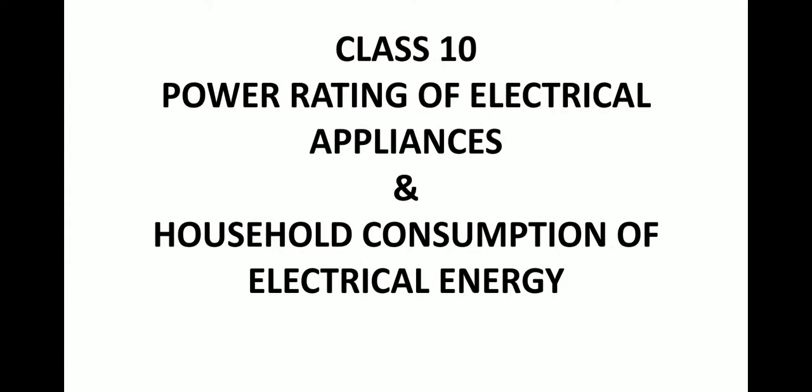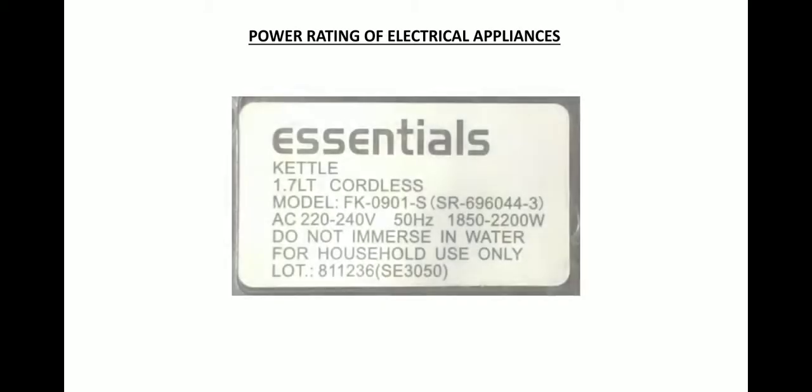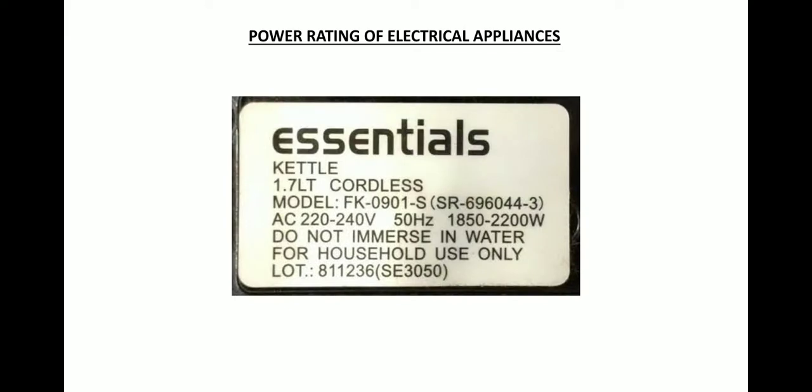Welcome class 10. Today we are going to learn about power rating of electrical appliances and household consumption of electrical energy. We all have seen the power ratings in the electrical appliances like this. This is a card which holds the rating over here. It shows the voltage 220 to 240 volts, and here this shows the power, 1850 to 2200 watts of power will be consumed.